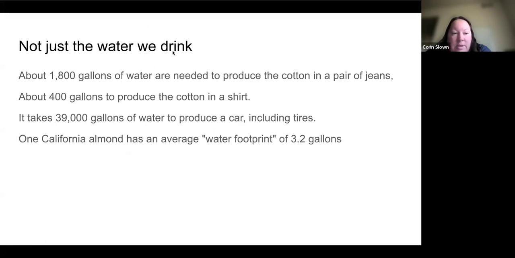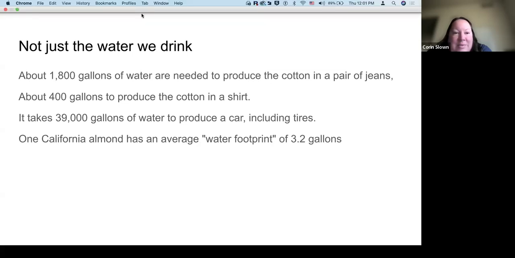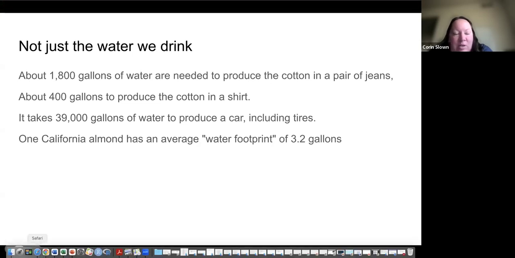It's really not just the water that we drink. About 1,800 gallons of water are needed to produce the cotton that's in a pair of jeans. About 400 gallons is used to produce the cotton that's in a shirt. And it takes about 39,000 gallons of water to produce a car, including tires. So there's the water that we see, right? And then there's the invisible water, what's used to make our clothes, and also the water that's used to produce food. One California almond has an average water footprint of about 3.2 gallons, which is really staggering when you think about a handful of almonds as a snack.